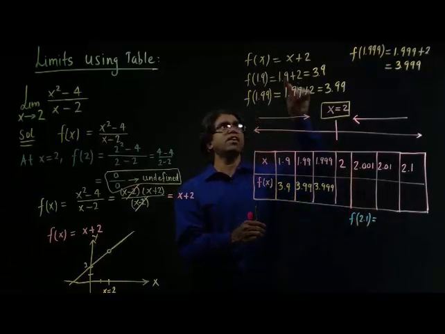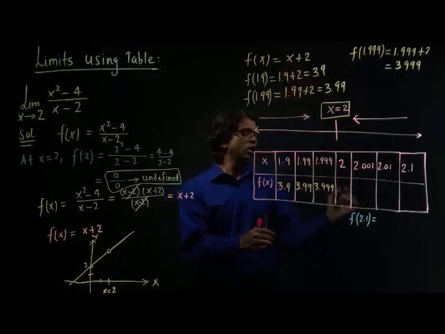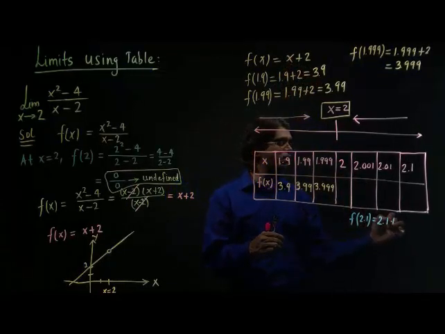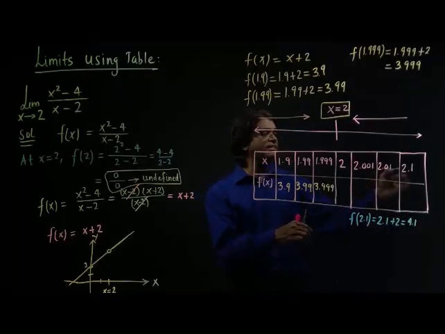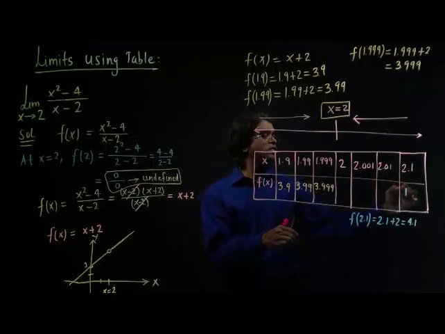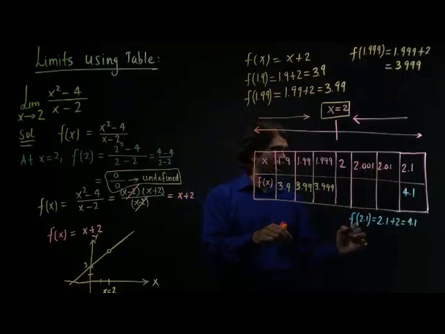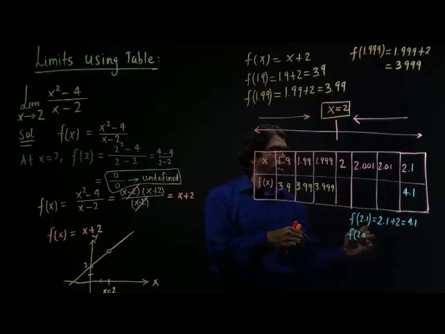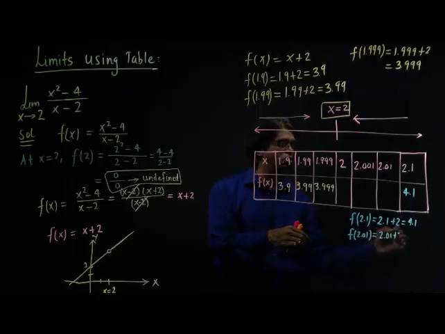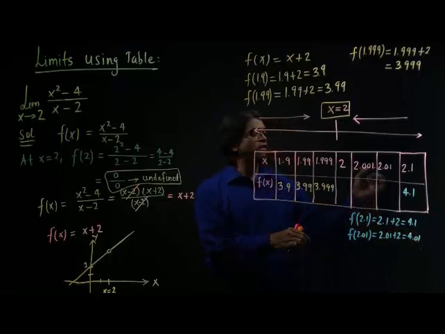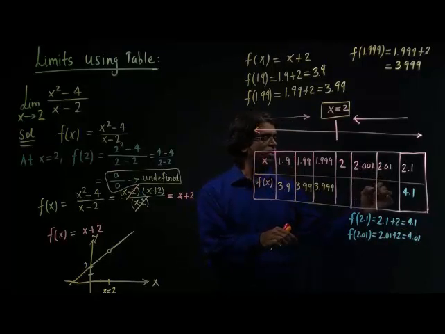As you can see, my function is x plus 2, so I'm replacing x by 2.1. I will write 2.1 plus 2, and 2.1 plus 2 is 4.1. So when x is 2.1, the value of the function is 4.1. Now let's consider our next point, which is 2.01. I will write f of 2.01: I'm replacing x by 2.01, so 2.01 plus 2, and if I add these two numbers, I will get 4.01. So when x is 2.01, the value of the function is 4.01, right?